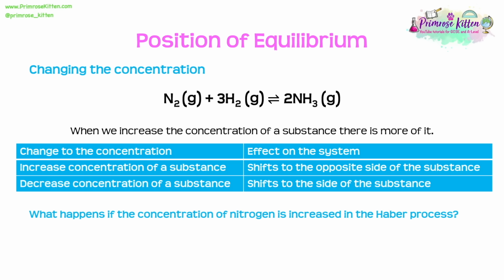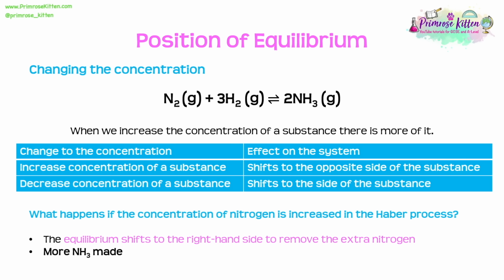So if we look at this particular reaction, this Haber process, and we ask ourselves, what will happen if we increase the concentration of nitrogen? Well, if there's more nitrogen, the equilibrium wants to get rid of it. So it is going to shift towards the right, and it's going to make more ammonia. So that's how we always want to think about them when we're looking at changing concentration.